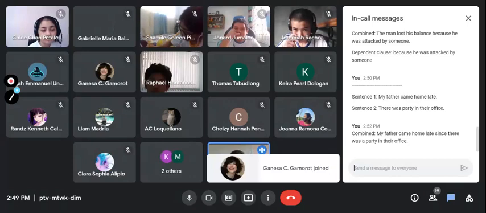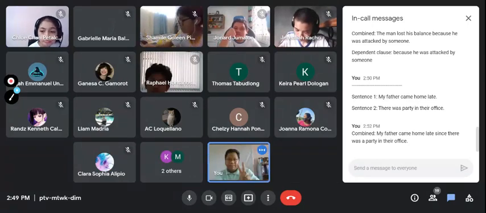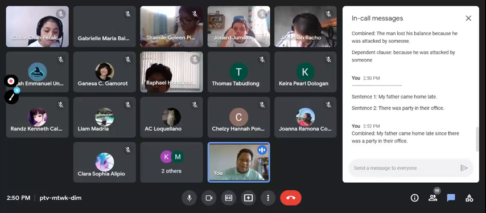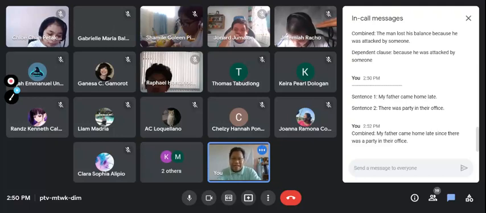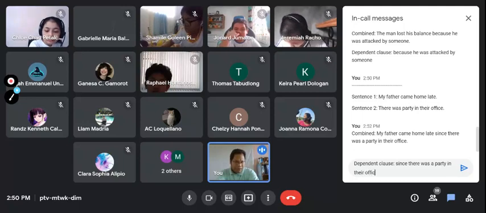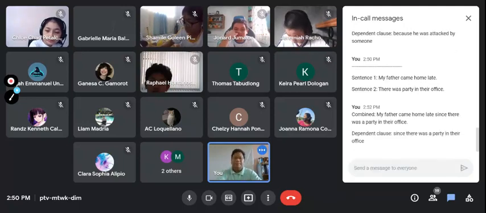The combination given by Ramona to us turned sentence number 2 into a dependent clause. And what did she use to start that dependent clause? We have the subordinating conjunction "since." So our dependent clause here is "since there was a party in their office." There.